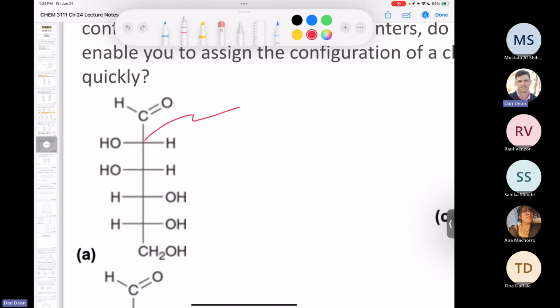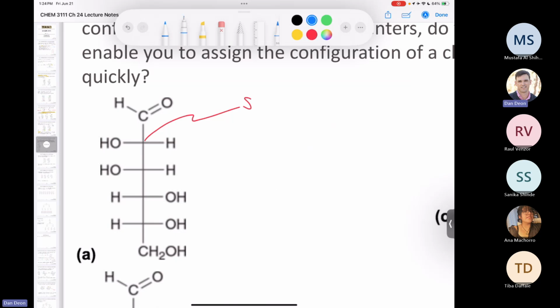And so if we prioritize, we're going to go from 1 to 2 to 3, like this. So we're going in this direction, which is counterclockwise, which would be R, but the hydrogen is coming out towards us. And so this stereocenter must be S. All right, everybody with me on that one?